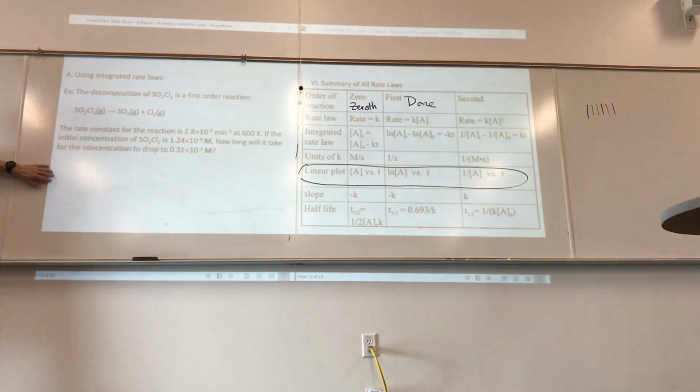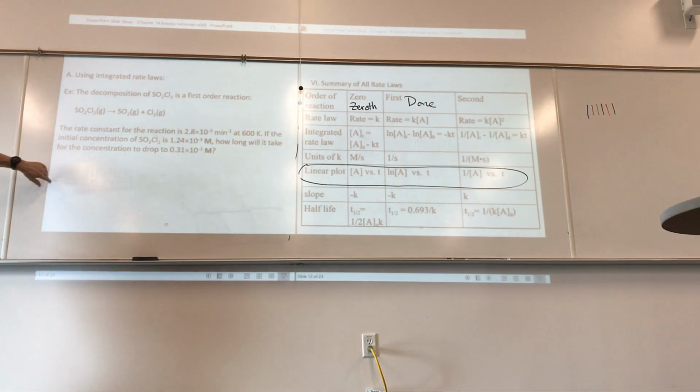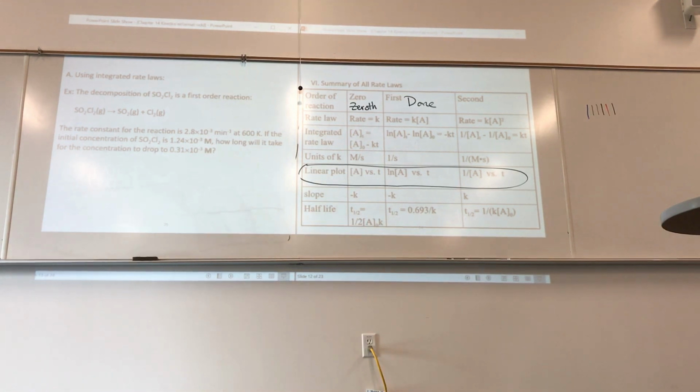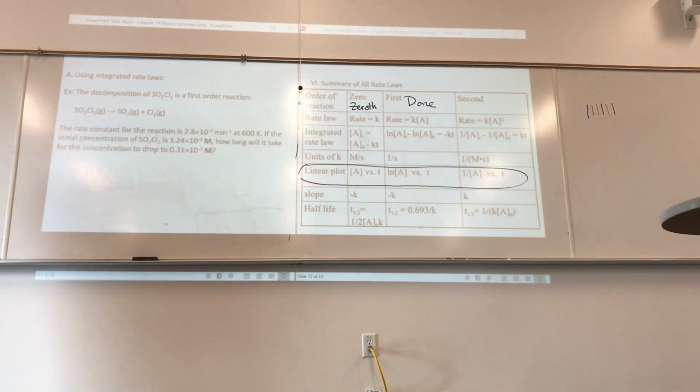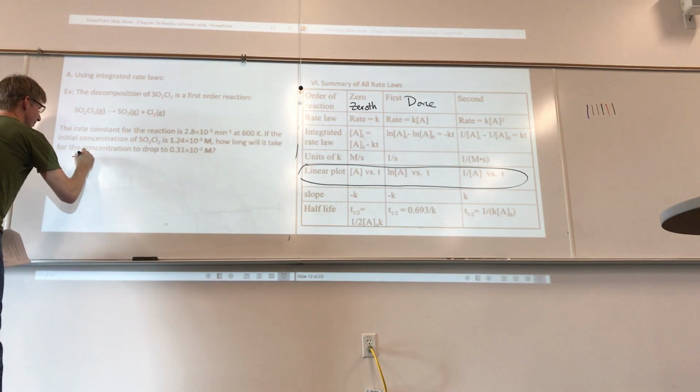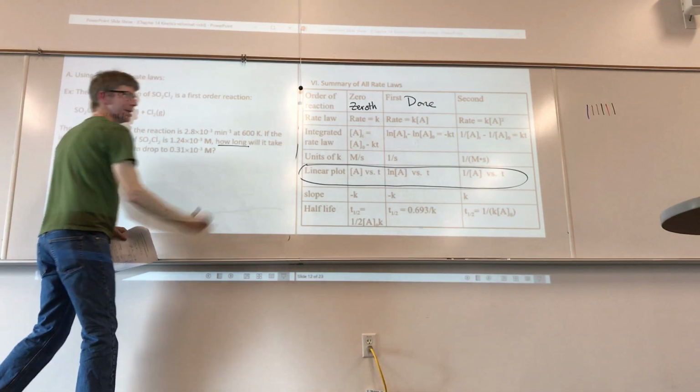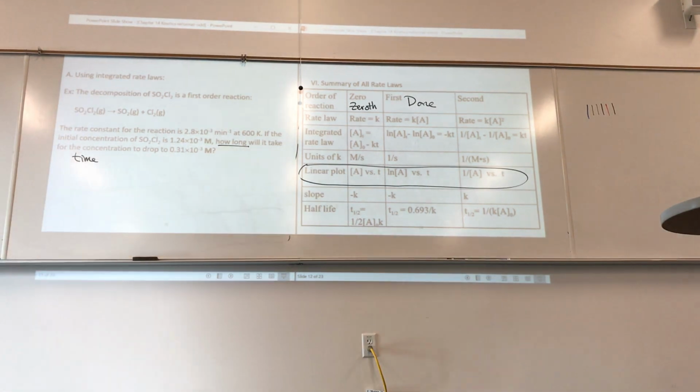Here's a typical problem that you will find on the discussion and on homework number 1. The decomposition of that compound is a first order reaction. The rate constant for the reaction is 2.8 times 10 to the minus 3 inverse minutes at 600 Kelvin. If the initial concentration is 1.24 times 10 to the minus 3rd molarity, how long will it take for the concentration to drop to that value? How long? We're solving for time here, right?